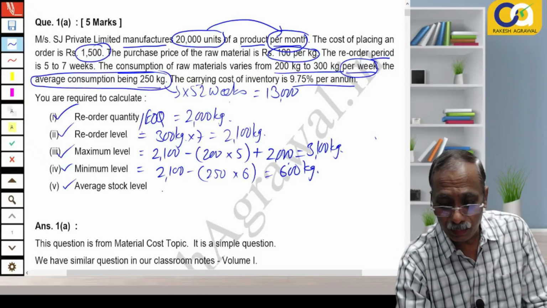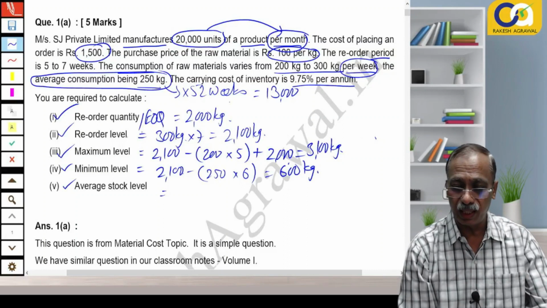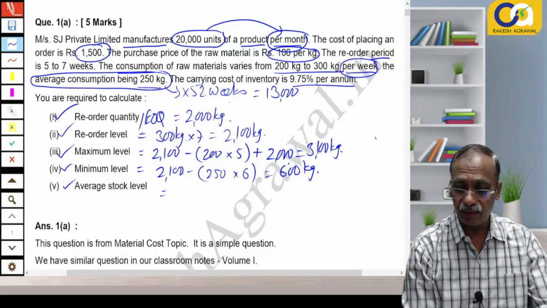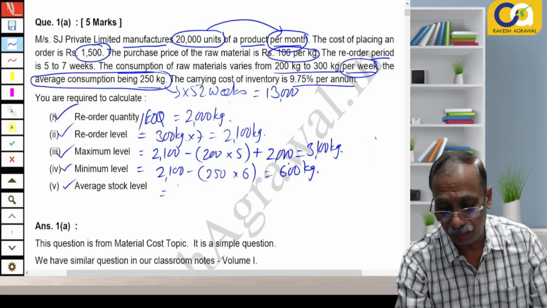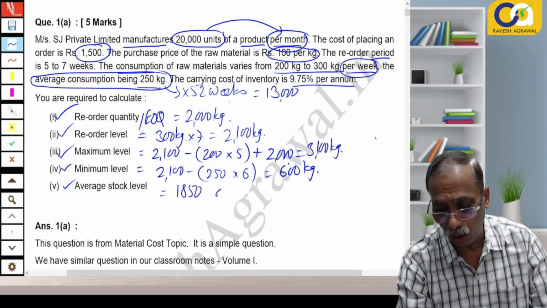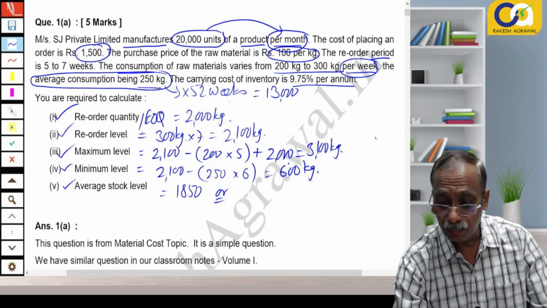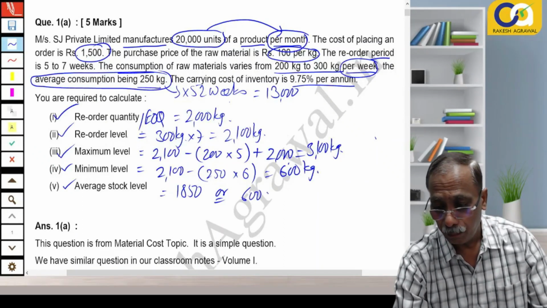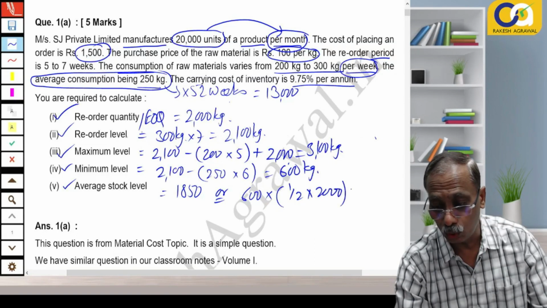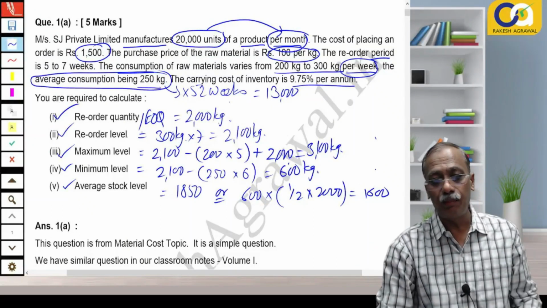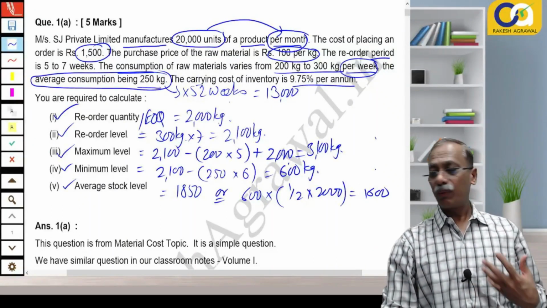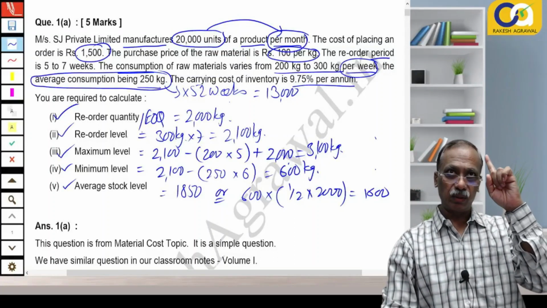If I take minimum plus maximum level divided by 2, then the answer will be minimum level 600 plus maximum level 3,100 divided by 2. So the answer will be 1,850, one answer. Or minimum level 600 plus half of EOQ, that is half of 2,000, so it will become 1,600. So these are the two answers of average level. On the safer side, write both. The question was not difficult, but there was one accident spot.